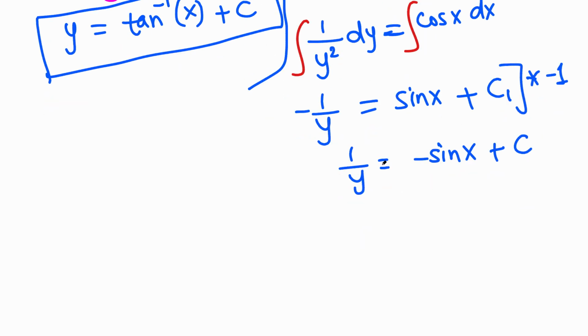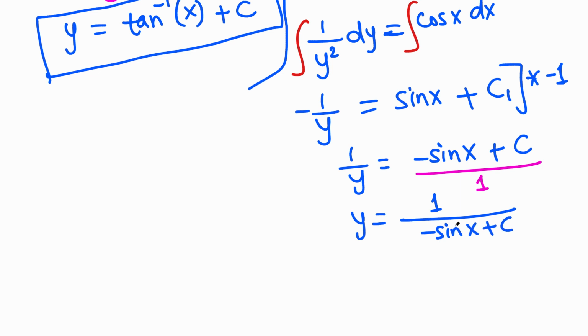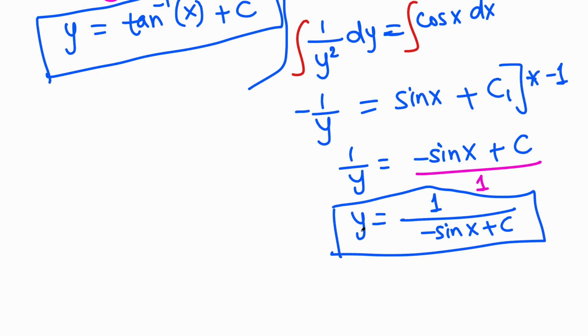Now take the reciprocal of both sides, because that's how we can get y on the top. We flip this, so the reciprocal in this case gives y equals 1 over everything. We cannot separate the terms: it's 1 over c minus sine x, and that's the final answer. So y as a function of x is given by this final expression.